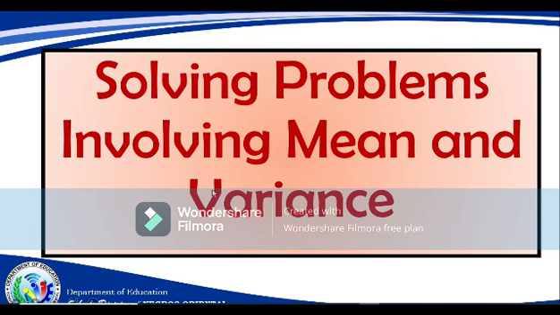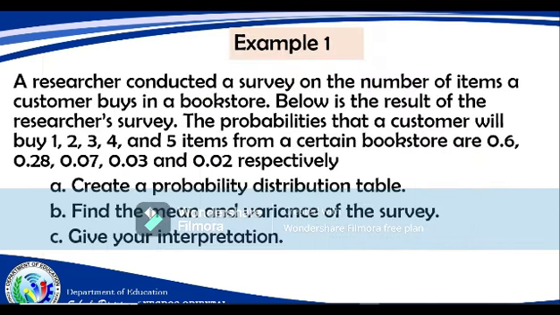Now, solving problems involving mean and variance. So let's start with the first example. A researcher conducted a survey on the number of items a customer buys in a bookstore. Below is the result of the researcher's survey. The probabilities that a customer will buy 1, 2, 3, 4, and 5 items from a certain bookstore are 0.6, 0.28, 0.07, 0.03, and 0.02 respectively.